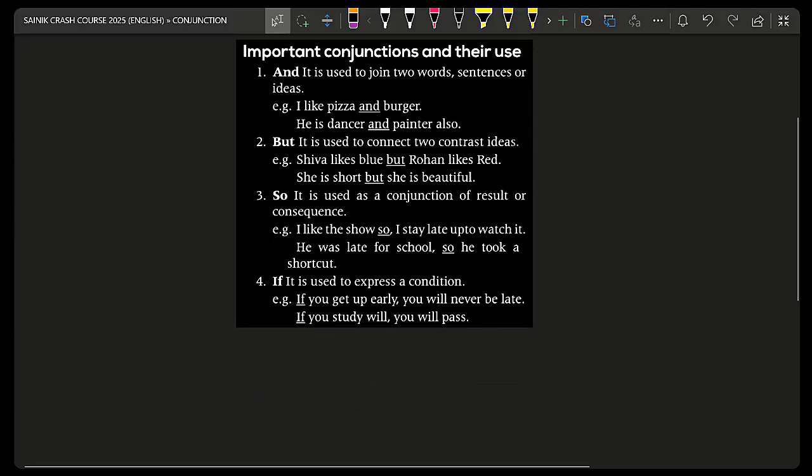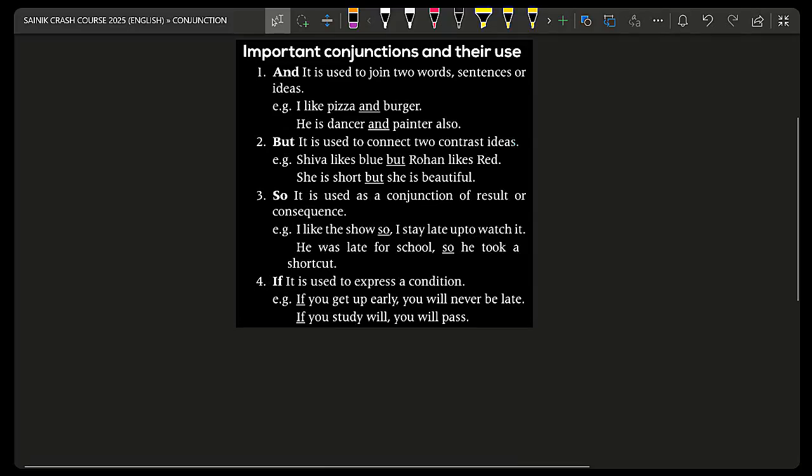Up to here, any doubts you can ask now. Vishnu, do you have any doubt till here? Sir, why do you use if in the starting? That is the structure of using if. Whenever you want to give a condition, the condition is always preceded by if, then the conclusion. Okay, sir.